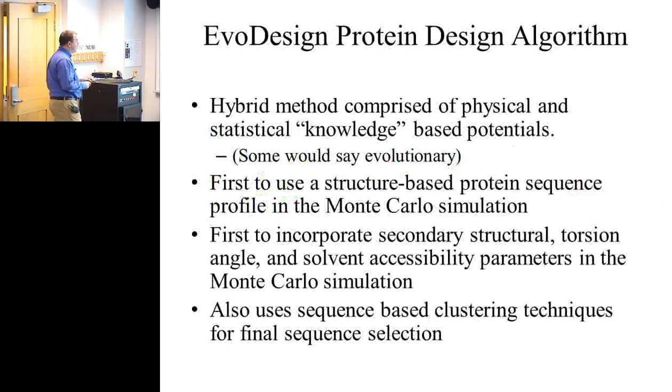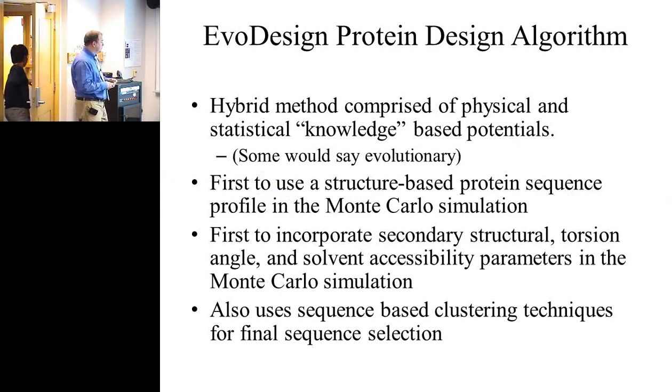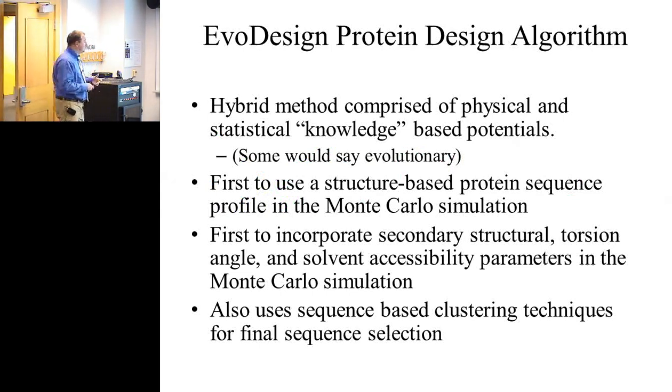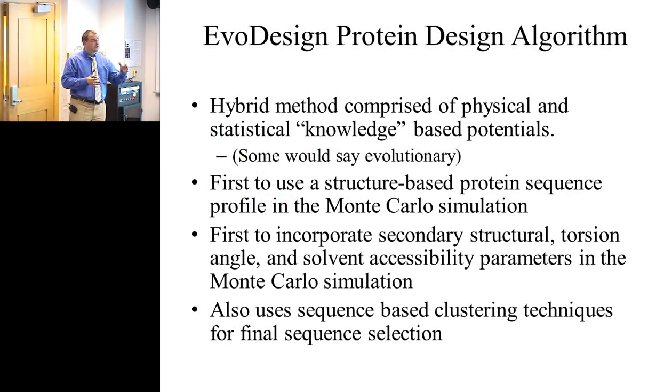So the protein design algorithm is a hybrid method. It's composed of both physical and statistical or knowledge-based potentials. Some would say evolutionary. This is the first to use a structure-based protein sequence profile on the Monte Carlo simulation, and it's the first, as we know, that also incorporates secondary structure, torsion angle, and solvent accessibility parameters in the Monte Carlo simulation. It also uses sequence-based clustering techniques for final sequence selection. So a lot of what we learned from protein structure prediction with I-TASSER we're now basically flipping around and using in the design algorithm.